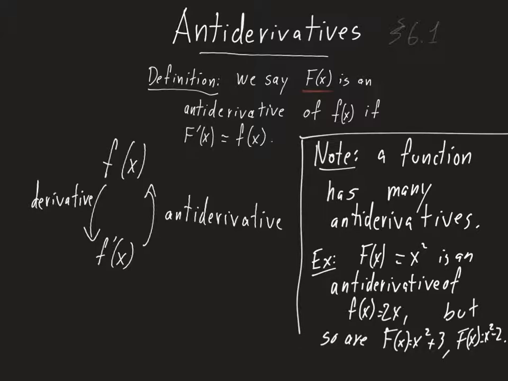And you can check this by seeing that if I take the derivative of any of these three functions, if I take the derivative of x squared, if I take the derivative of x squared plus 3, or if you take the derivative of x squared minus 2, they're all going to give you 2x.